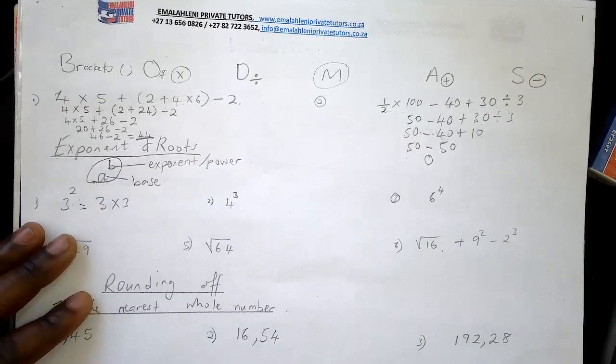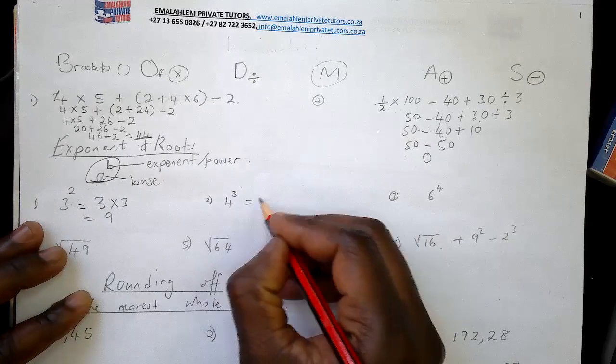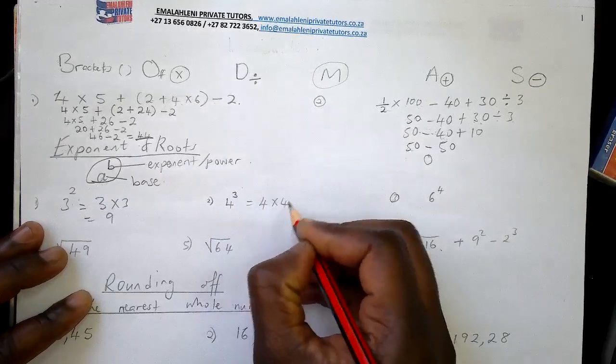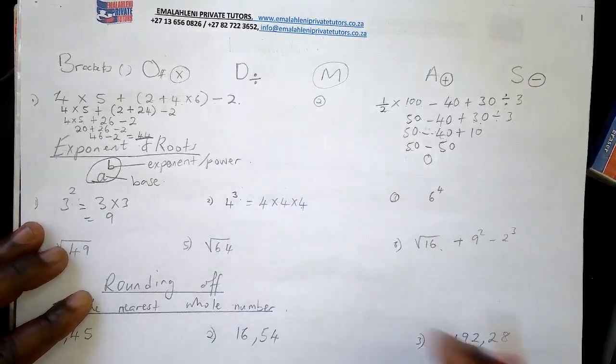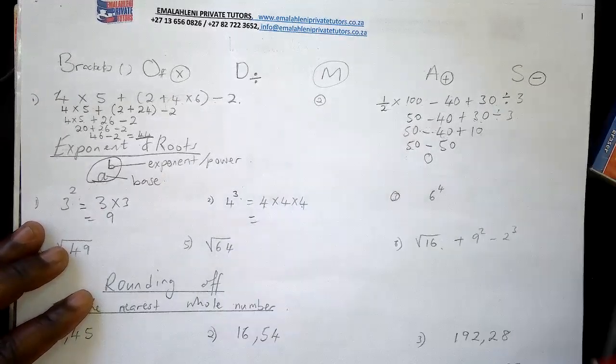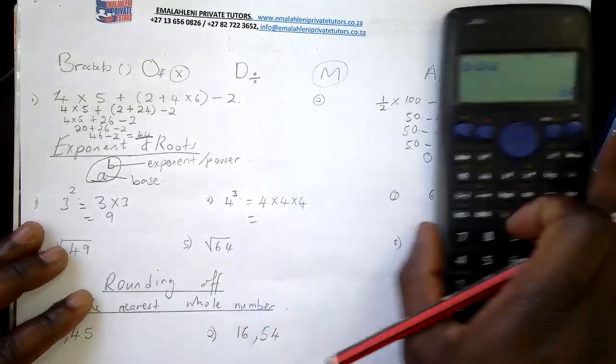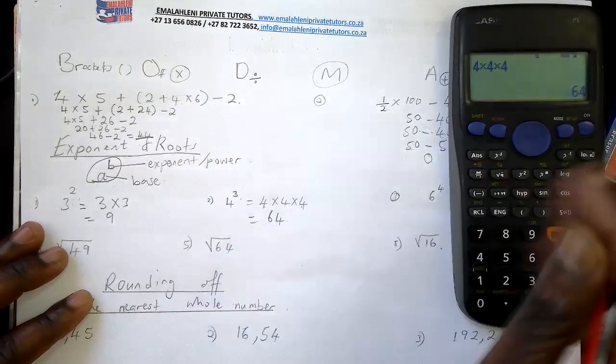How many are you repeating it? So it's going to give us 9. Then 4 to the power 3 is just like 4 times 4 times 4. It's a short way of presenting this. So you are multiplying the same number over and over again. So what is 4 times 4 times 4? We get 64.